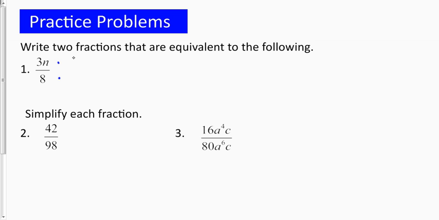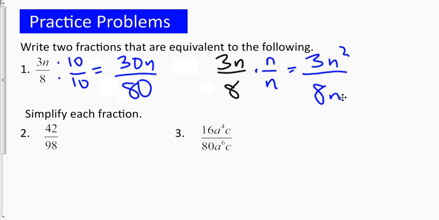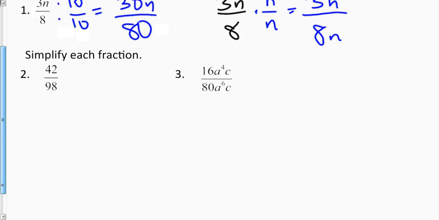So let's say I chose to multiply 3n over 8 times 10. Okay, I'll end up with 30n over 80. Or I could take 3n over 8, and maybe I want to multiply it by n. I'm going to get 3n squared over 8n. Okay, there's infinite amount of answers you could put here. As long as you multiply the numerator and denominator by the same thing, you'll be just fine. All right, number 2.